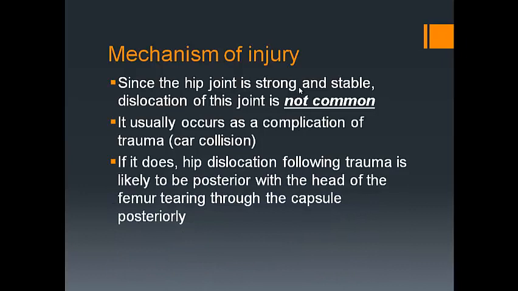Okay, so if the hip is dislocated for whatever reason, usually the dislocation is likely to be posterior. This means that the head of the femur tears through the capsule of the hip joint posteriorly. So basically, the head of the femur moves backwards. It's going to tear through the capsule, and then instead of being located within the acetabulum, it's going to be found in the posterior aspect of the body, so closer to the gluteal region.